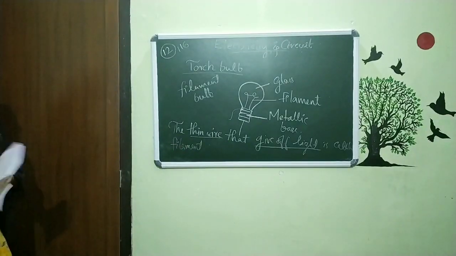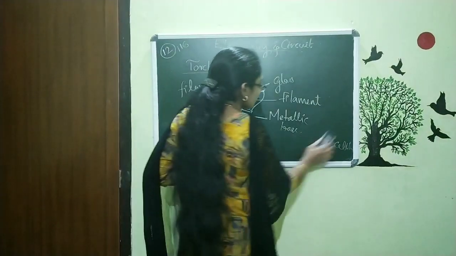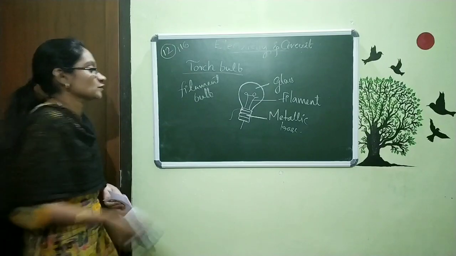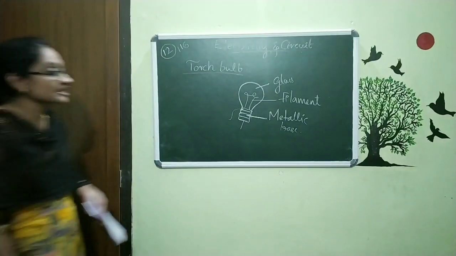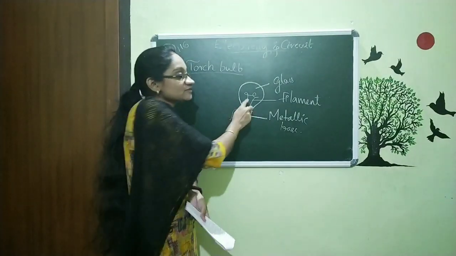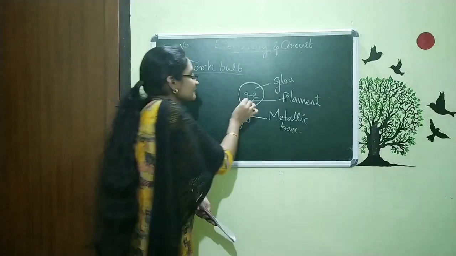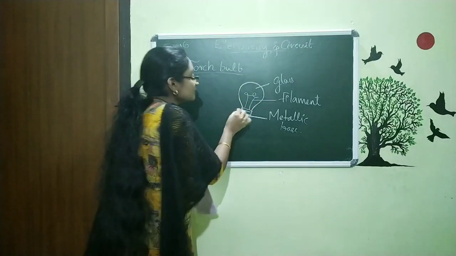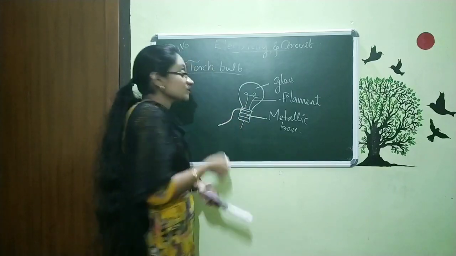And now the thing is this: how to connect this bulb with the circuits? That's the next question. I already said that inside this bulb there is one filament, and this filament is giving out light. So we want to connect this filament. I already said that this filament is a very thin wire. So that filament has to be connected with two thick wires.